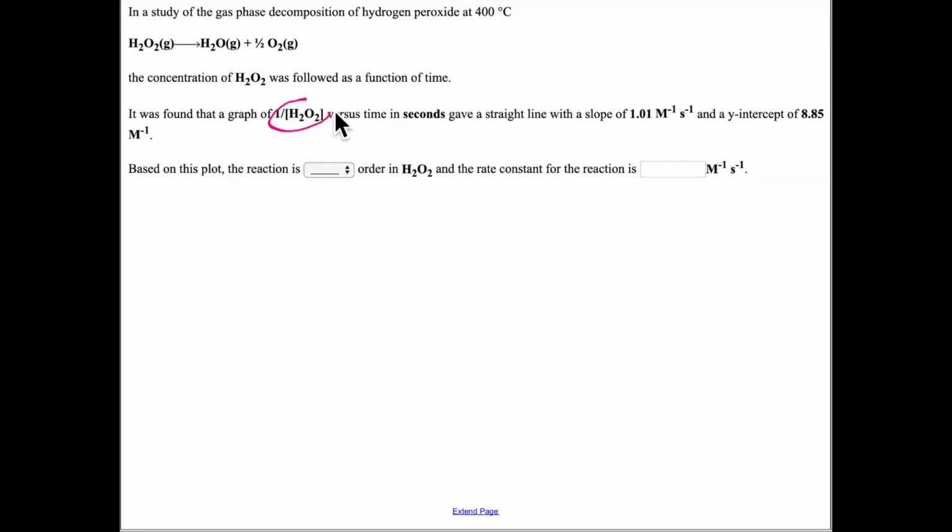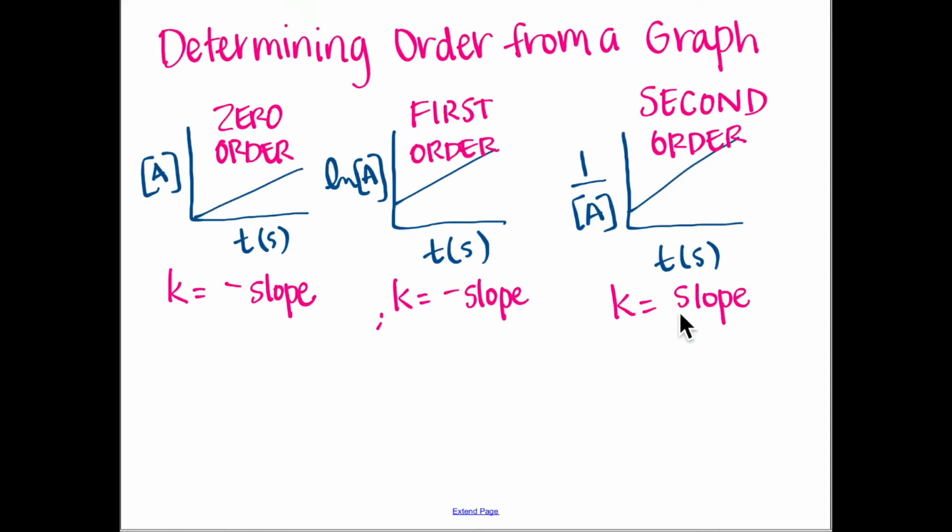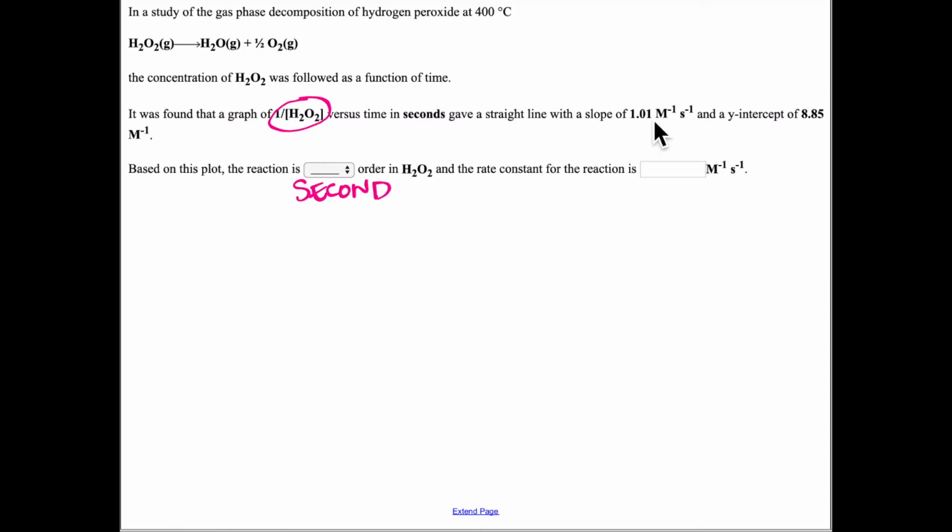This one, I've graphed 1 over the concentration of the reactant versus time, and it gives a straight line. So we know that this is second order. And on the second order, the rate constant is equal to the slope as it is.